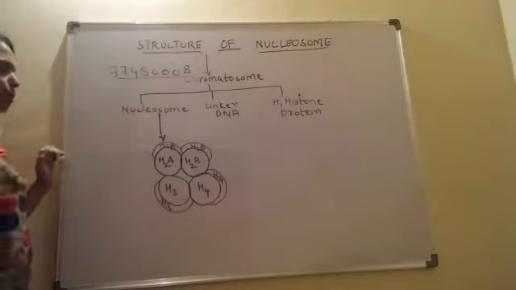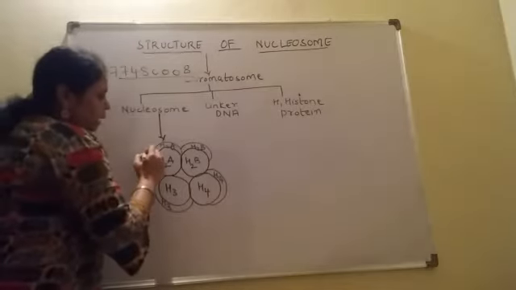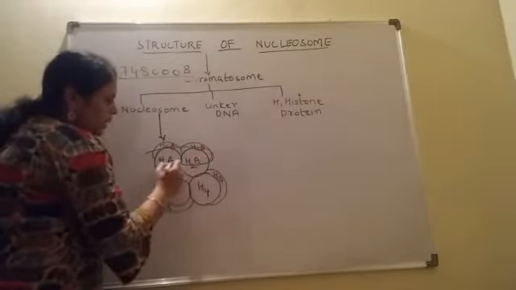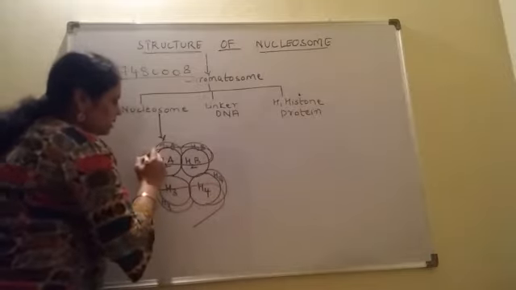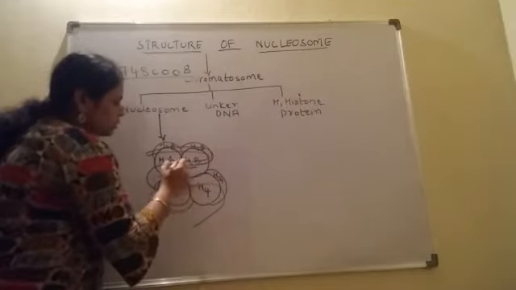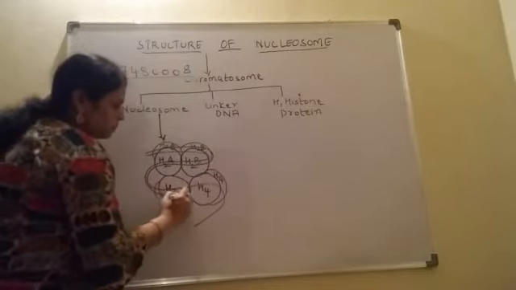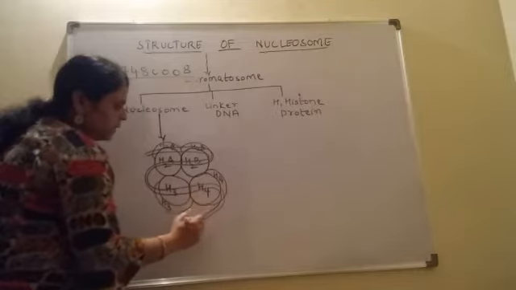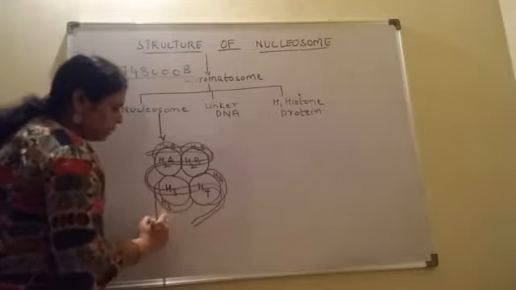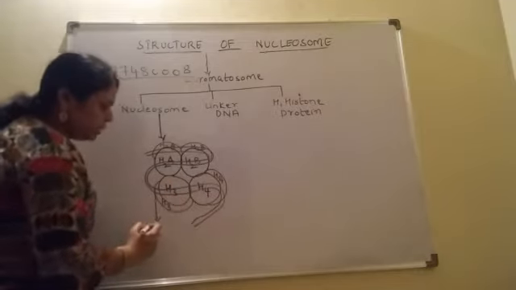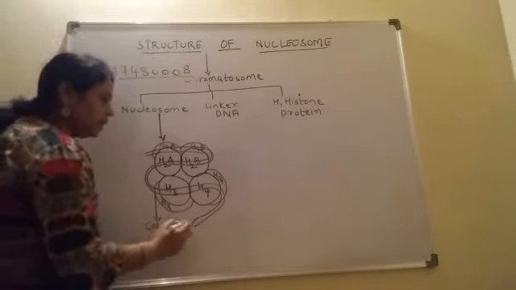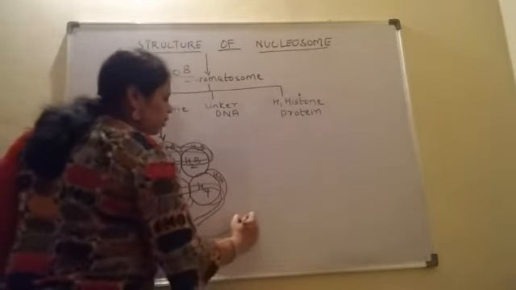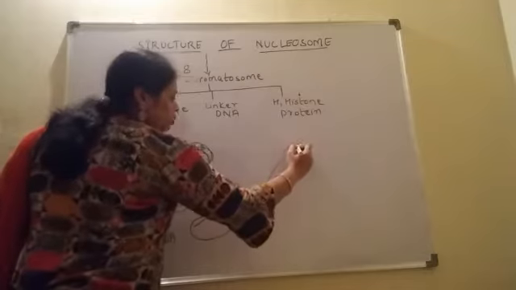Now, these histone proteins are completely wrapped by DNA, which takes two turns. The DNA will take two turns on the histone proteins. And this DNA which is wrapped around the histone protein is called core DNA. Other DNA will connect one nucleosome to the other nucleosome.